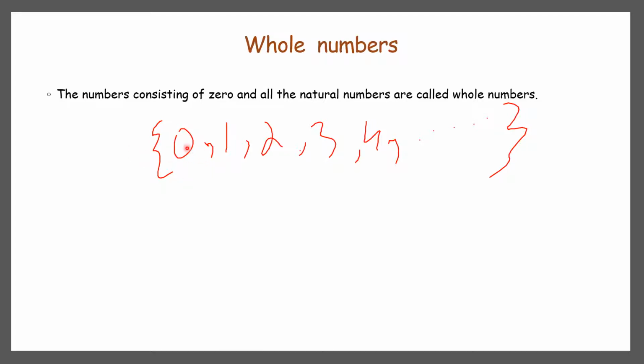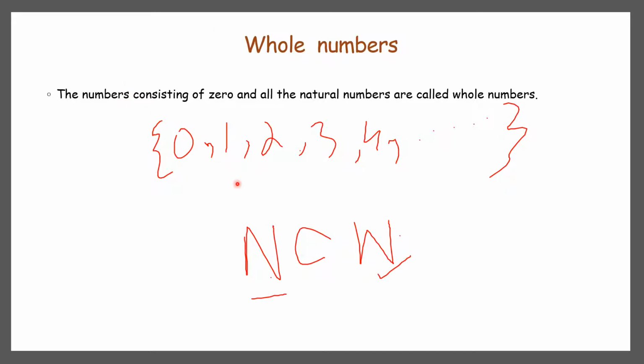So 0 is the smallest whole number here and there is no largest number because it has endless numbers, and all the natural numbers are present in this set. It means that the set of natural numbers is a subset of the set of whole numbers because all the natural numbers are whole numbers, but not all the whole numbers are natural numbers, because 0 is a whole number but 0 is not a natural number.